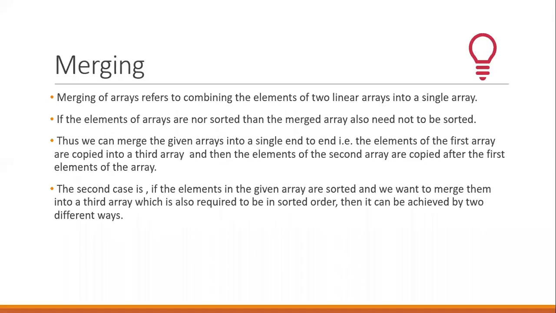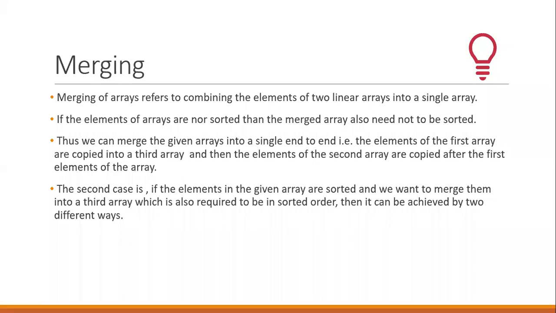When we say merging, merging of arrays refers to combining the elements of two linear arrays into one single array. Whenever we have to perform the merging operation of arrays, we have to be very clear that there will be two arrays. If there are two arrays, then only merging is possible. And after merging, there will be one more array, that is the third array.